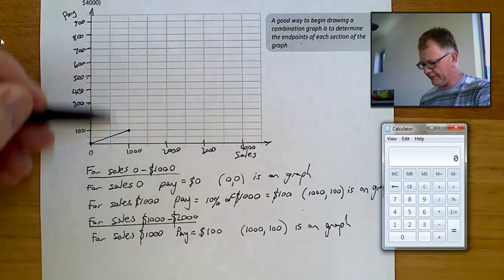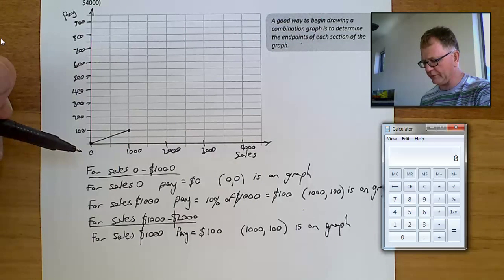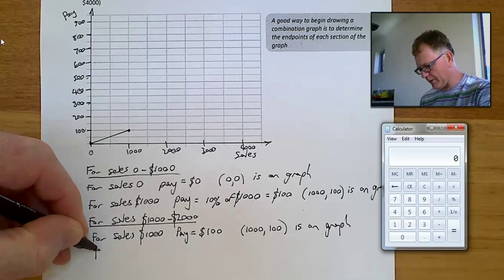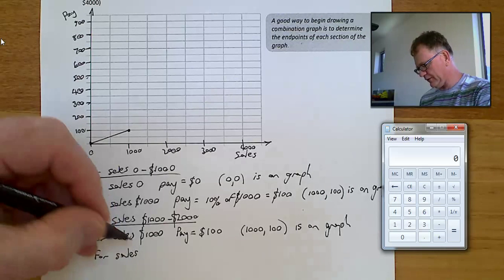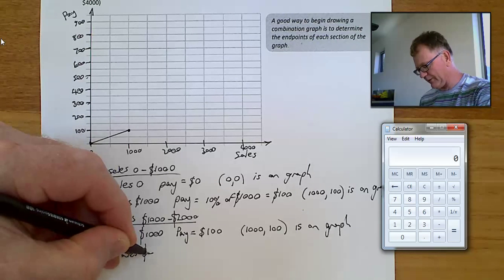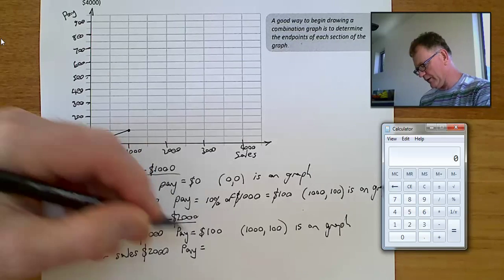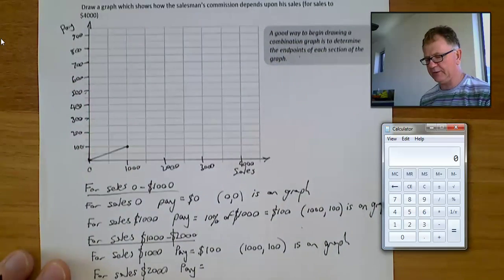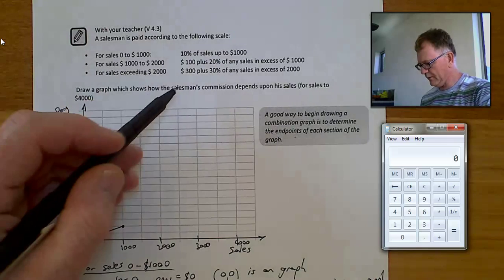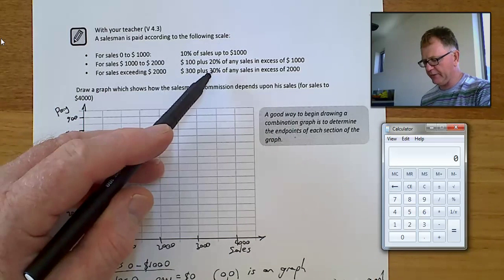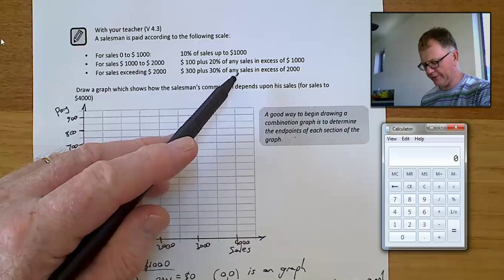So this next section, the second section, starts at the point 1,100 and goes up to, now what we have to do is say, what about at the end of this bracket? What about if he sold $2,000, how much does he get paid? Well, according to this, he gets paid $100 plus 20% of any sales that are more than $1,000.